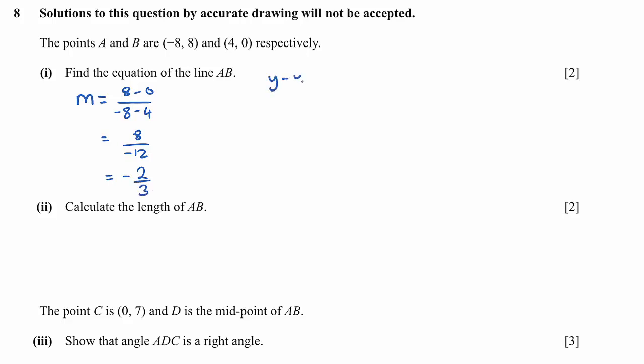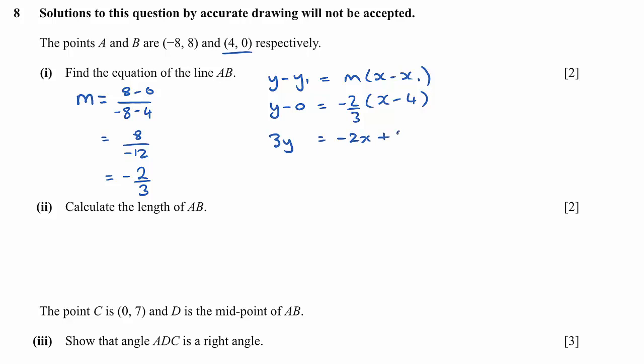And now I can use y minus y1 equals m(x minus x1), and it doesn't matter which one of these I use as the point. I'm going to use (4, 0) actually. So I've got y take away 0 is -2/3 (x take away 4). So multiply right through by 3, and I get 3y equals -2x plus 8. So that gives me 3y plus 2x is equal to 8.